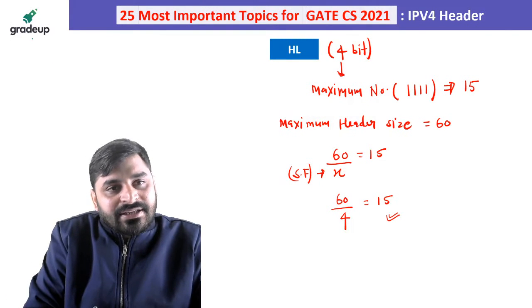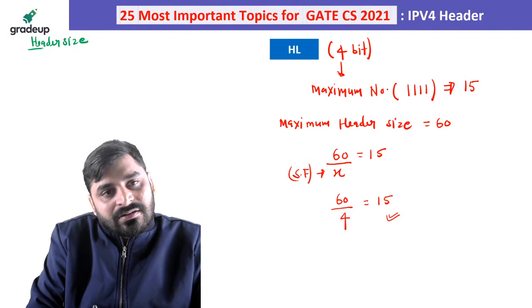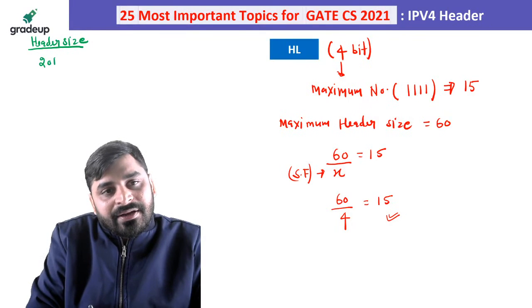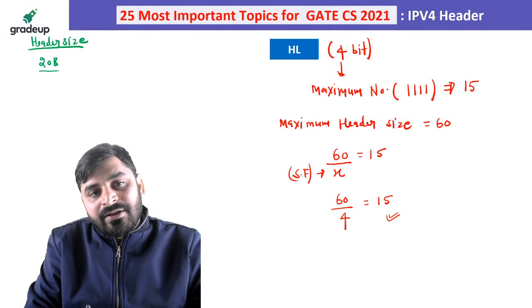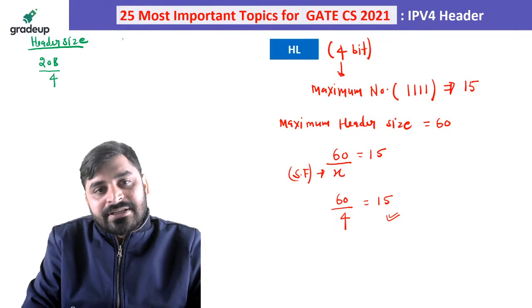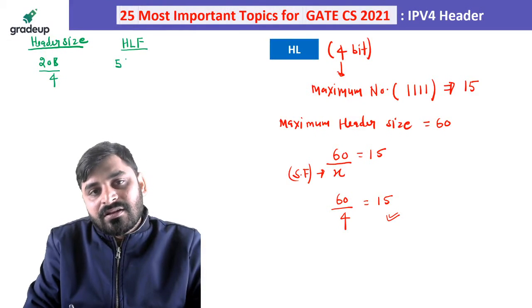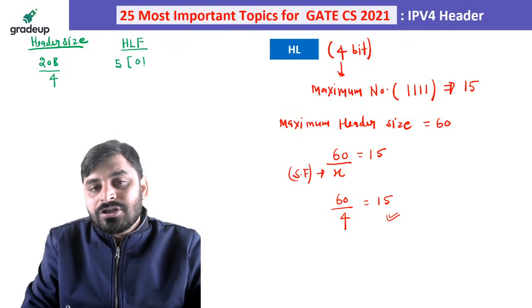Suppose, my dear friends, this is the header size. Suppose the header size is 20 bytes. What will I do? I will divide by 4. So this is the header length field. In the field, what will I write? Divide by 4. 20 by 4 is 5. How can I write 5 in 0s and 1s from the 4 bits? 0, 1, 0, 1.